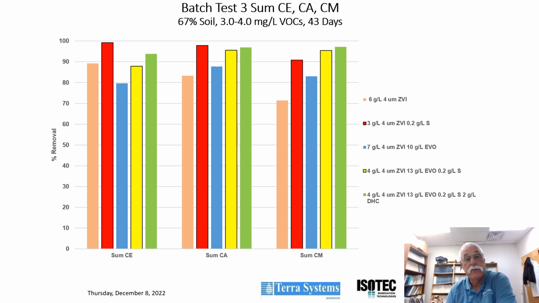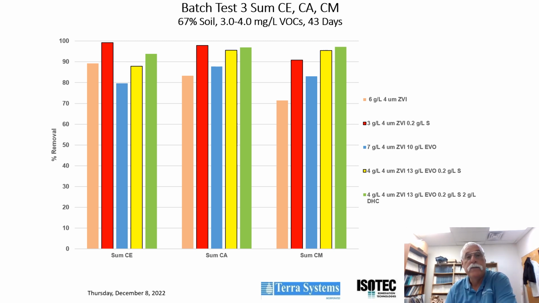ZVI with 10 grams per liter of EVO, 4 grams per liter of the 4 micron ZVI with 13 grams per liter of EVO and 0.2 grams per liter of sulfur, and then a combination of the 4 grams per liter of 4 micron ZVI with 13 grams per liter of EVO and 0.2 grams per liter of sulfur and Dehalococcoides.